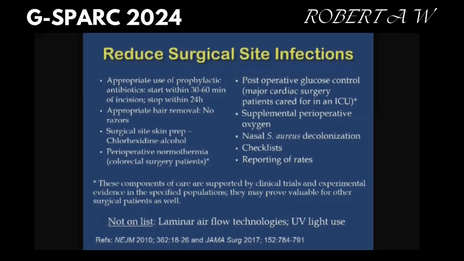And then, interestingly, reporting of rates. If you tell a surgeon his or her infection rate and the rates of others in general, the surgeons will reduce their infection rate. They're doing things that they know they can do better, and by comparing them to their peers, they will do better.